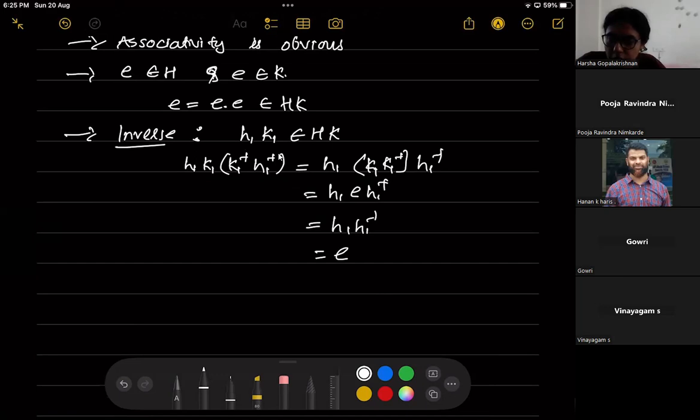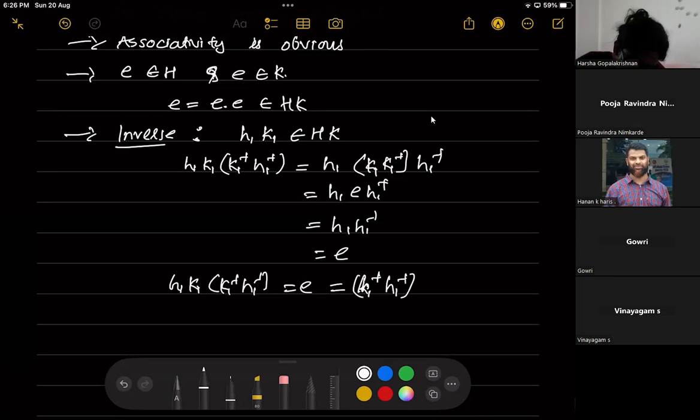That means this inverse belongs to G. In the other way also, we can write H1K1 into K1 inverse H1 inverse equal to identity, and K1 inverse H1 inverse into H1K1. That means left side and right side, both we are multiplying. Here also you can see H1 inverse H1 will become identity first, then K1 inverse K1 will become identity. So for the possible inverse K1 inverse H1 inverse, we need to check whether it belongs to HK or not. Is that okay?